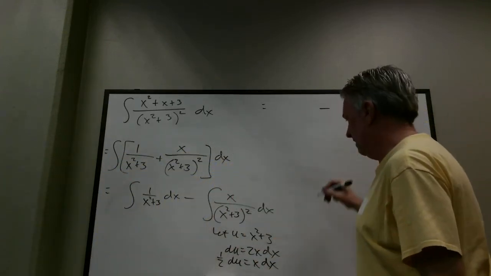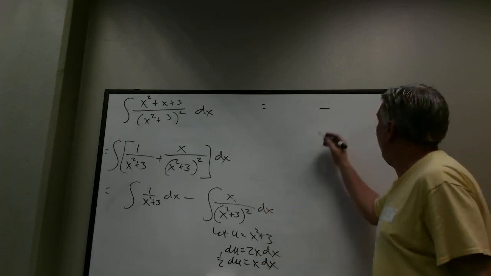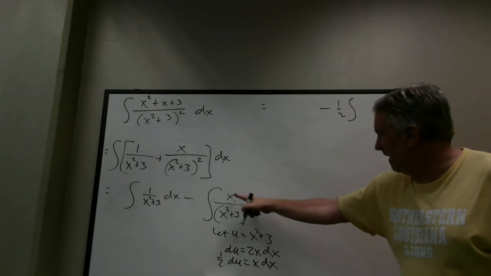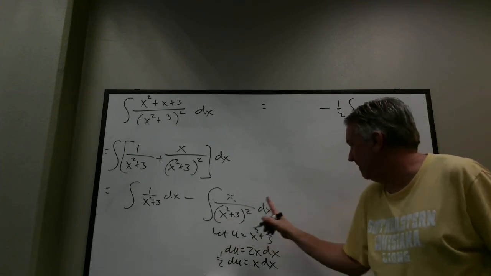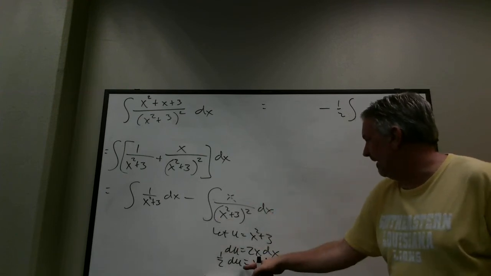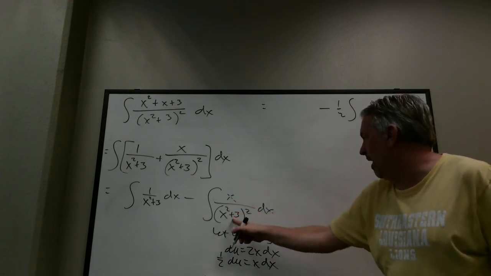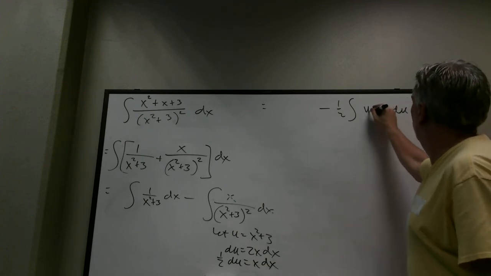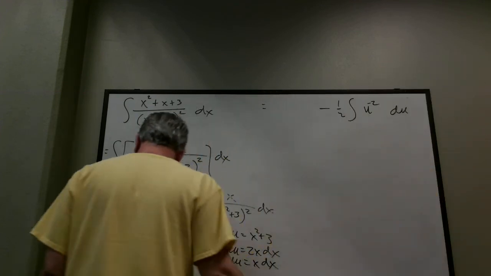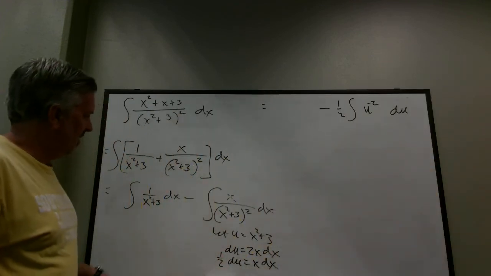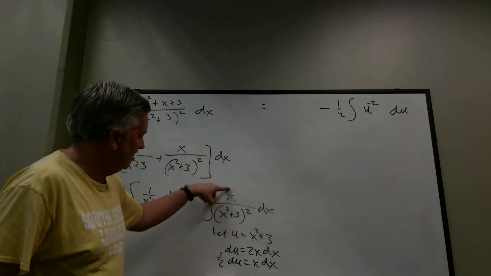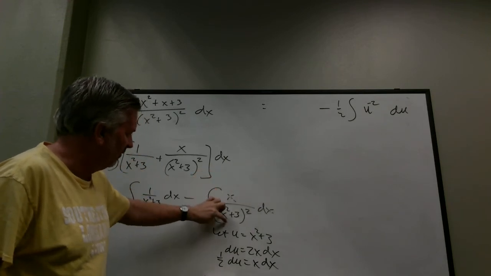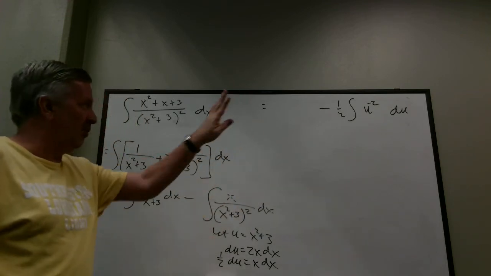So out here, x dx is half du. And then what am I left with? I'm left with 1, right? The x is already gone. This is u squared in the denominator, or u to the minus 2. All right, let me check myself. The x dx is half du. The x is already gone. I have 1 over u squared, which is u to the minus 2. Okay, that we know we can do.